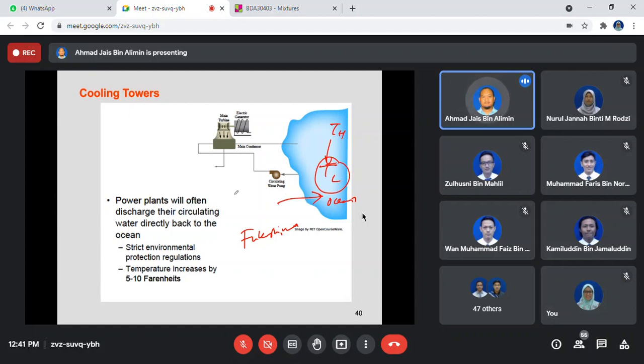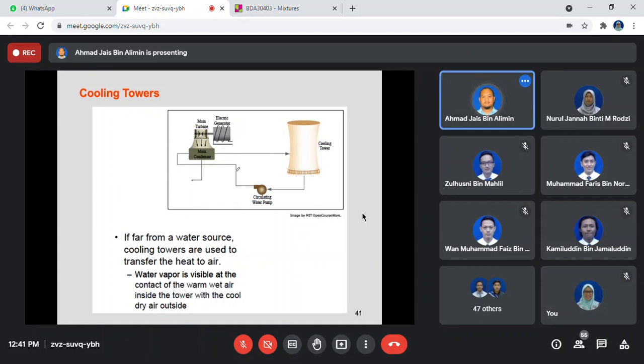Okay, so there is another challenge. That's why you adopt the cooling tower to reduce the temperature to a safe working temperature. If the power plant is far from a water source, the cooling tower is used to transfer the heat to the air, and then you can collect back the water, so that you can circulate it into the system.